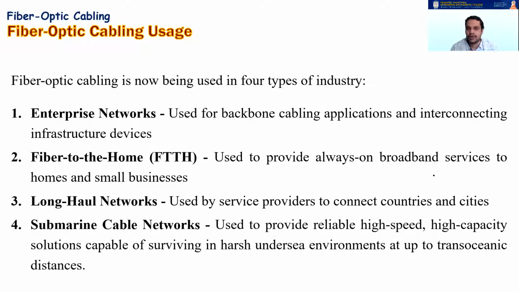And the third one is the long-haul networks. Once again, with long-haul networks, maybe you are talking about connections between 2 different cities or 2 different countries. And the last one is the submarine cable networks. These are actually used to provide reliable, high-speed, high-capacity solutions capable of surviving in harsh undersea environments and up to transoceanic distances. Imagine a cable running from the USA to India, or from India to Australia, inside the ocean. So in harsh environmental conditions, optical fibers are used because they are very good at withstanding any kind of atmospheric conditions. The atmospheric conditions don't have much impact on optical fibers.